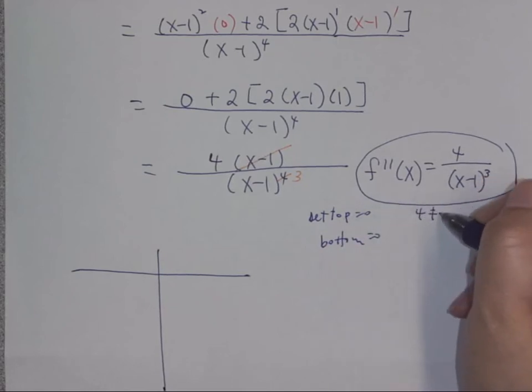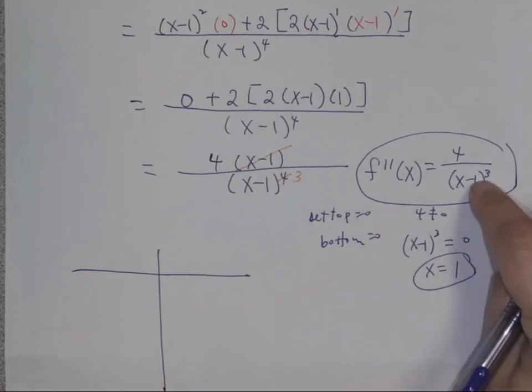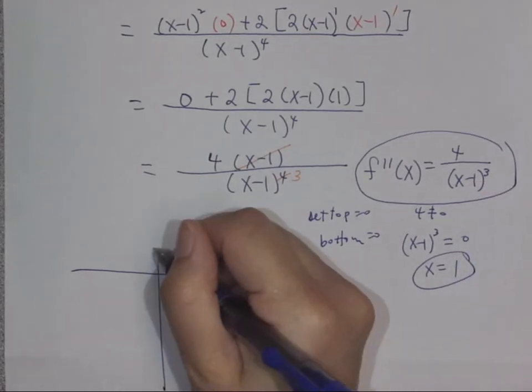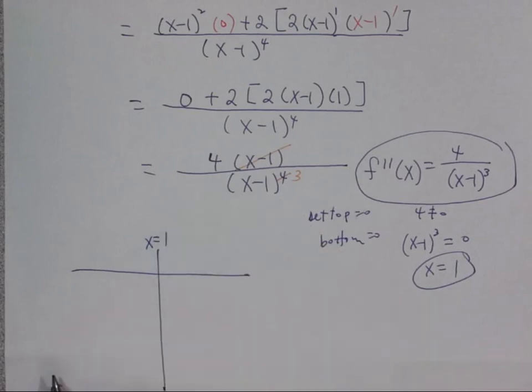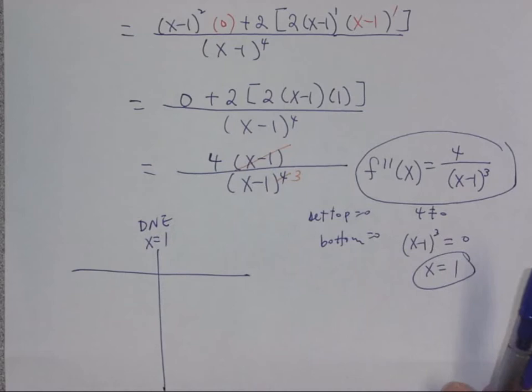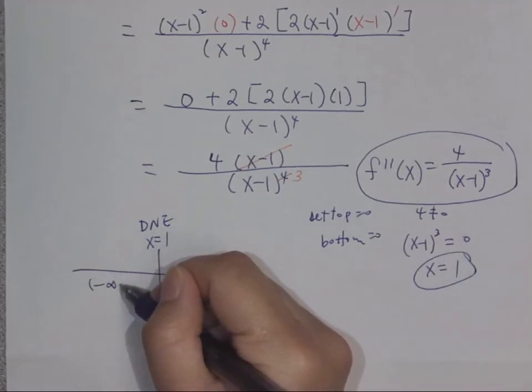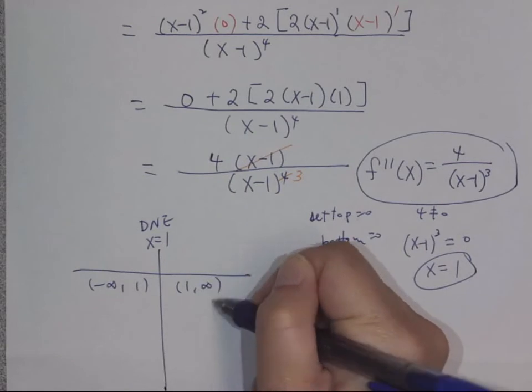supposed to set top equal to 0, bottom equal to 0. So 4 cannot equal 0, x minus 1 to the third power equal to 0, x equal to 1, but remember 1 will make the denominator equal to 0. So even though you put x equal to 1 here, this point does not exist, right? So I want to remind myself that. So this is negative infinity to 1 and 1 to infinity, right?